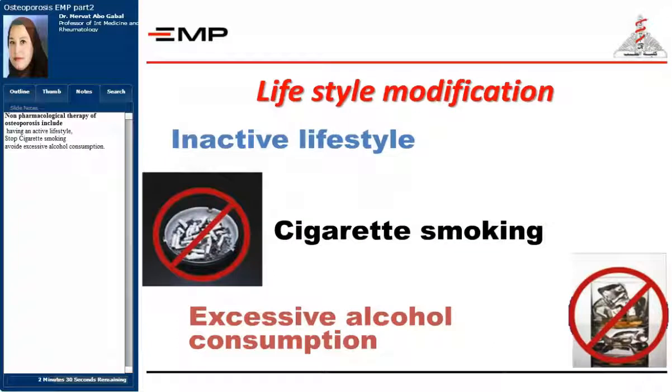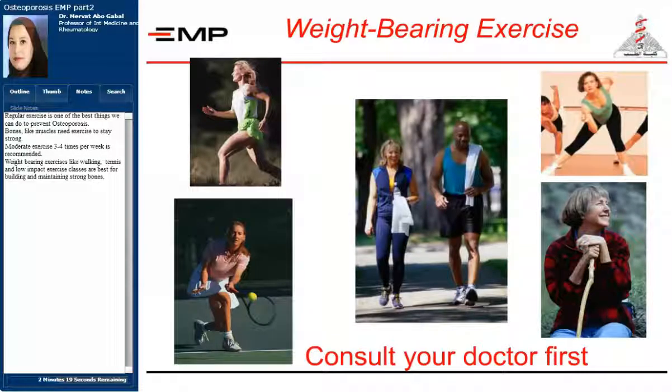Starting with non-pharmacological therapy of osteoporosis, it includes having an active lifestyle, stopping cigarette smoking, and avoiding excess alcohol consumption. Regular exercise is one of the best things we can do to prevent osteoporosis. Bones, like muscles, need exercise to stay strong. Moderate exercise 3 to 4 times per week is recommended. Weight-bearing exercise like walking, tennis playing, and low-impact exercise classes are best for building and maintaining strong bones.